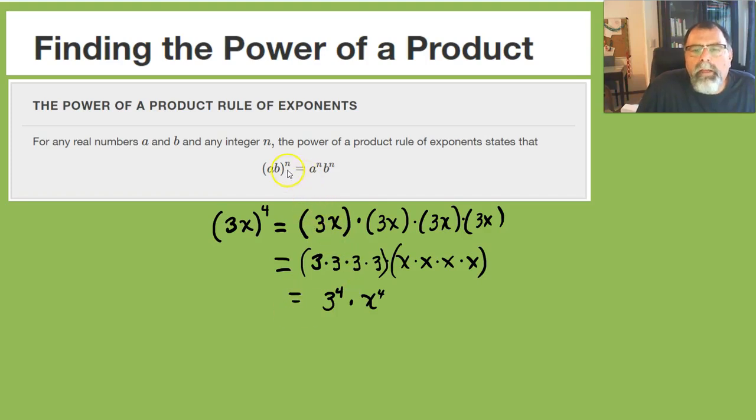Okay, so the shortcut is you're just going to raise each factor in the product to the power, whatever the power is. So if I have x times y to the 6th power, the shortcut is you're just going to take x to the 6 and then y to the 6. So it kind of has that distributing feel, right? So x to the 6, y to the 6.